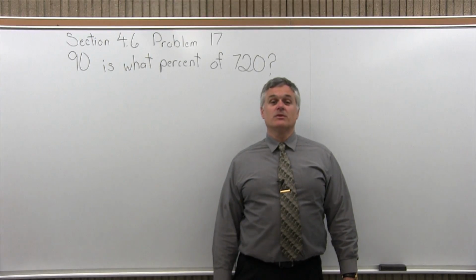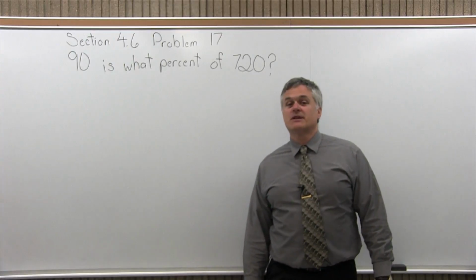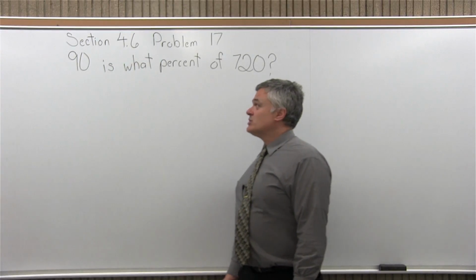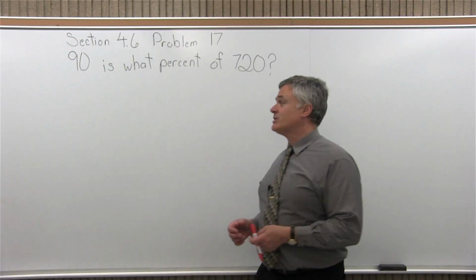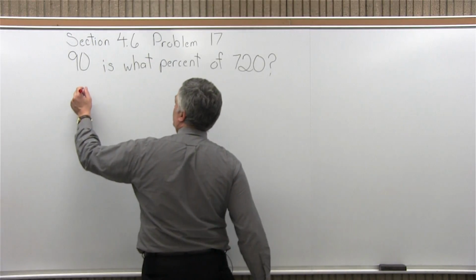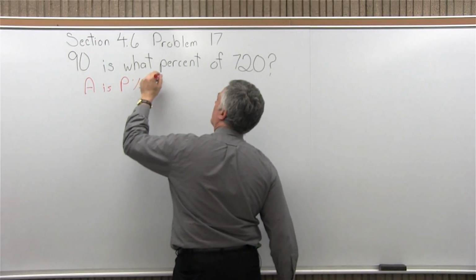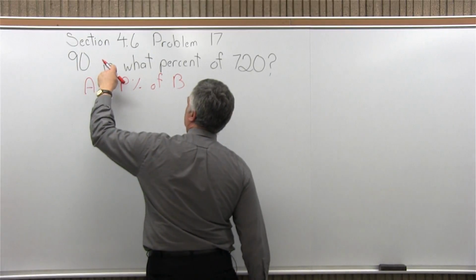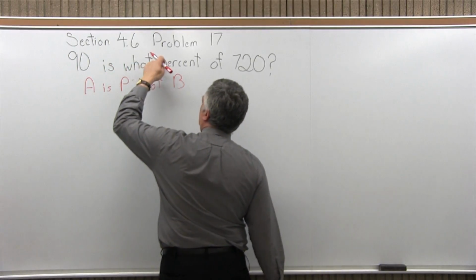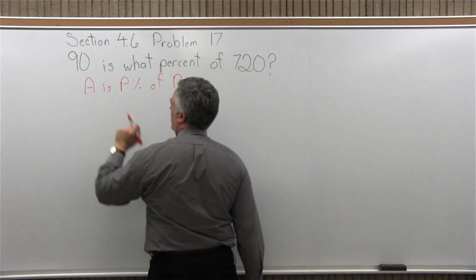This is Section 4.6, Problem 17. It says 90 is what percent of 720? To solve a problem like this, we want to set it up as a proportion, and to use the proportion, we want the problem in the form A is P percent of B. And we do have that. A is P, unknown percent, of B, some other number. So we have the form that we want.